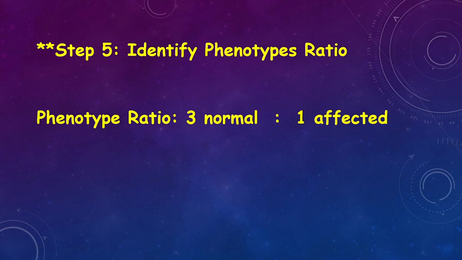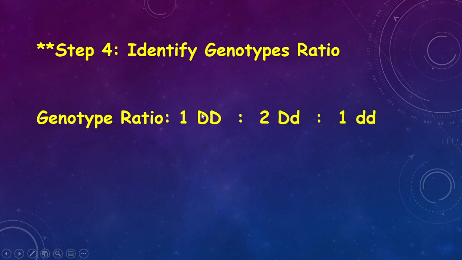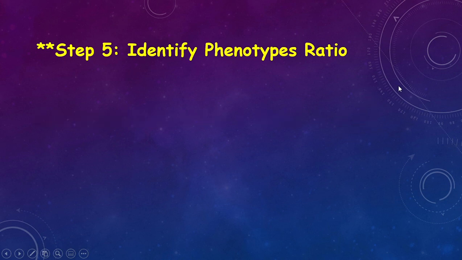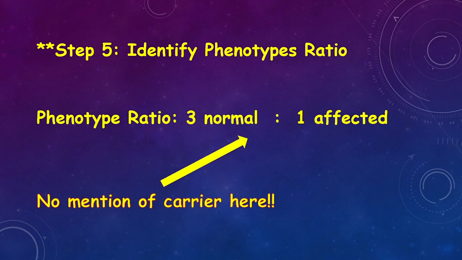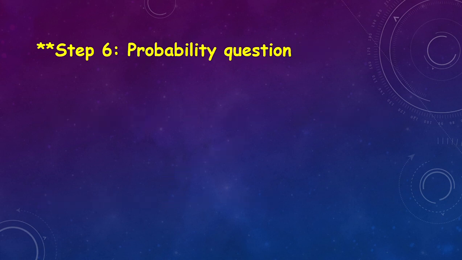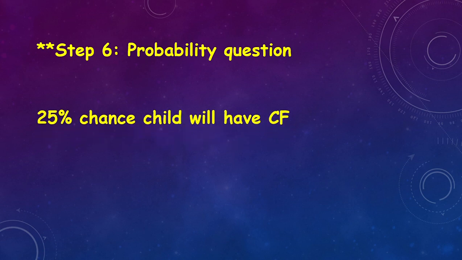So again, this is a recessive disorder. So if I look here, as long as I have 1 capital D, I will not have the disorder. I will be normal. Only if I have 2 small letters will I be affected. So please don't get tripped up by that. Please make sure that you do it just as either normal or affected in the phenotype. And then the last step, so no mention of carrier here. The last step is then the probability question, and the probability is 25% chance that the child will have CF. It's a 1 in 4 chance that the child will have cystic fibrosis.